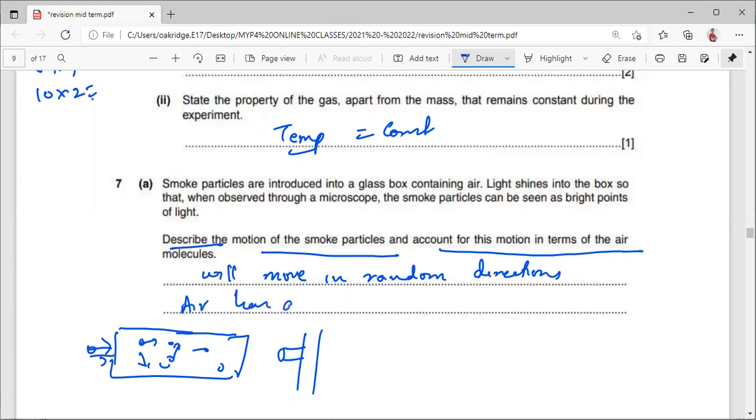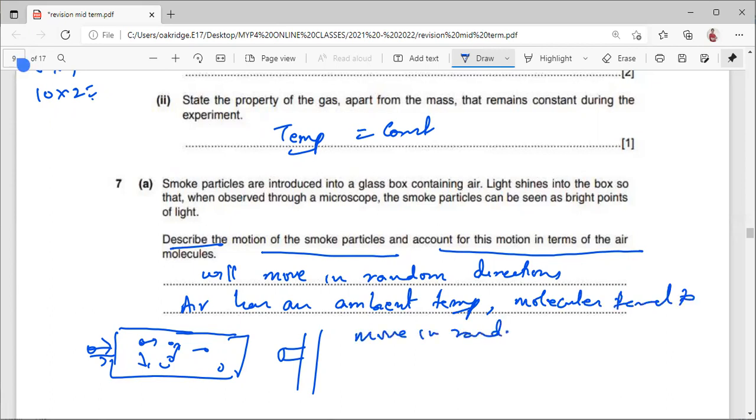air has an ambient temperature, the room temperature that is present. As a result of this, molecules tend to move randomly and collide with each other, which is nothing but your kinetic theory, right? This is what you need to mention here.